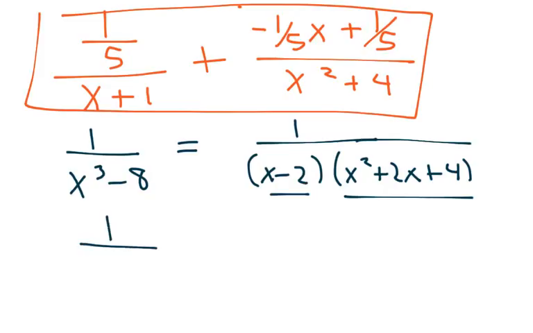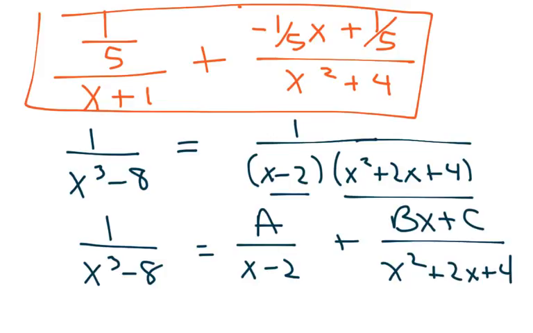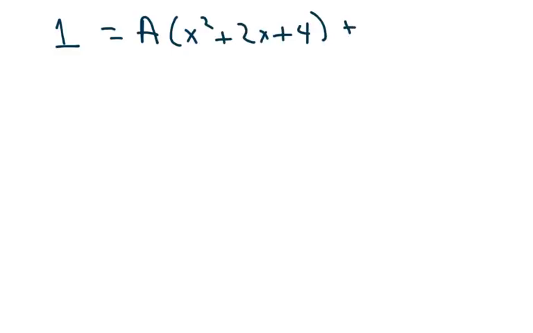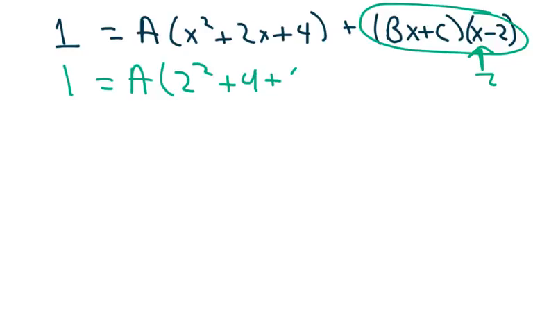So basically what you're going to be doing is 1 over x cubed minus 8 equals A over x minus 2 plus Bx plus C over x squared plus 2x plus 4. And then we're going to clear the fractions. When you clear the fractions, you're going to get 1 equals A times x squared plus 2x plus 4 plus Bx plus C times x minus 2. Now the first thing I want to do is let x be 2, because if I let x be 2 here, that zeroes this whole thing out. Everywhere there's an x, I put 2. So we get 12A equals 1. So A is 1/12.